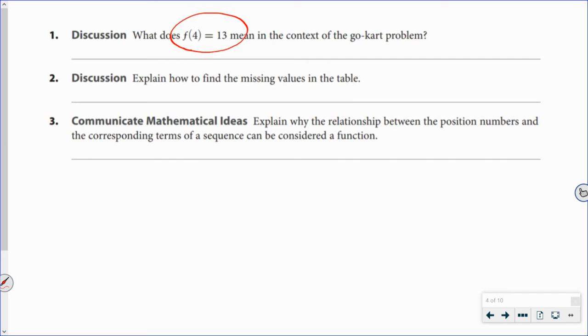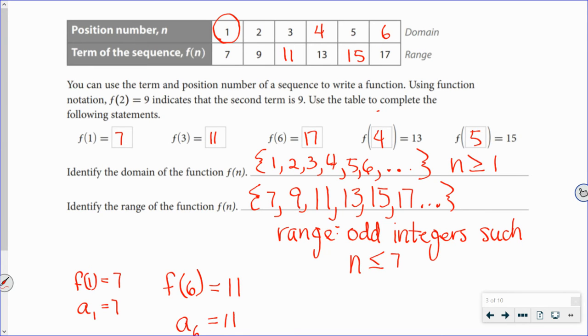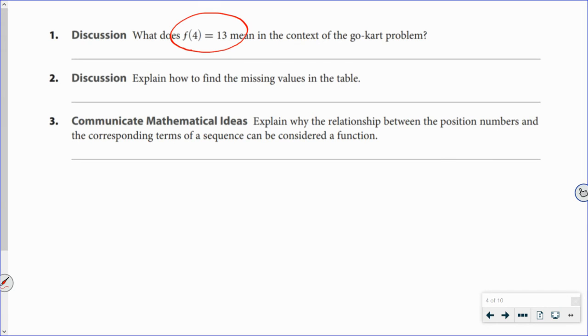And then it says, well, how do we find the missing values in the table? Well, we have to write that sequence down, correct? How did I find these when I filled them in? What did I do? Yeah, counted by 2. In other words, these are increasing by 2 each time. And one of the things about sequences is that my domain is always going to be 1, 2, 3, 4. It's the position in the sequence. So the domain is simply naming the position of the sequence.